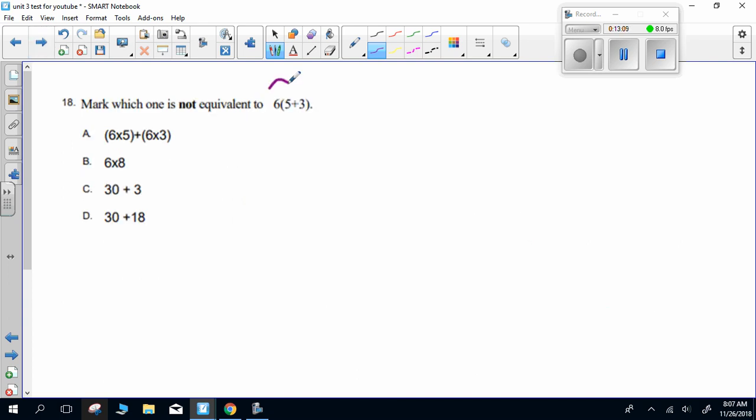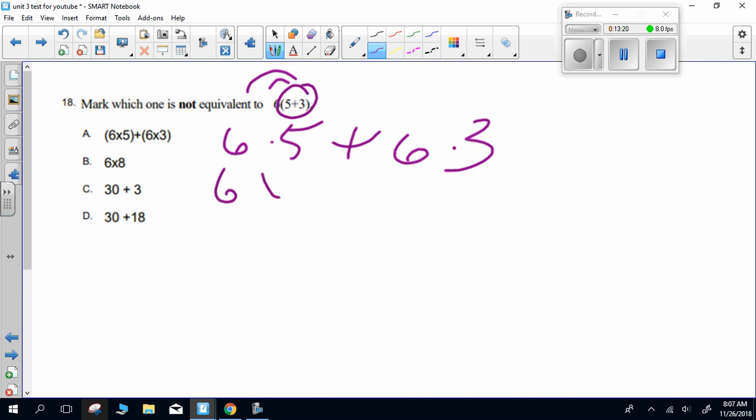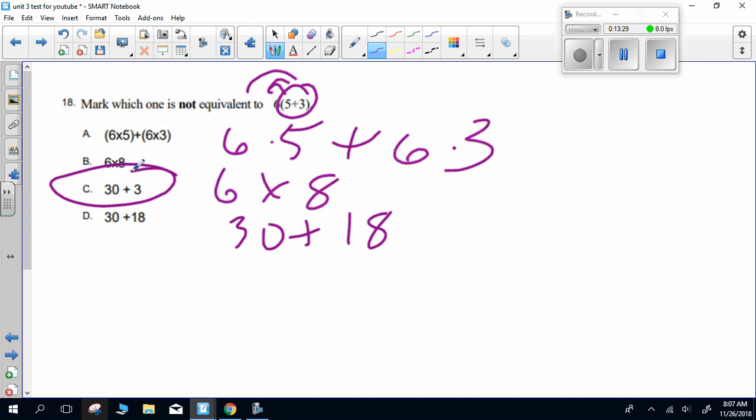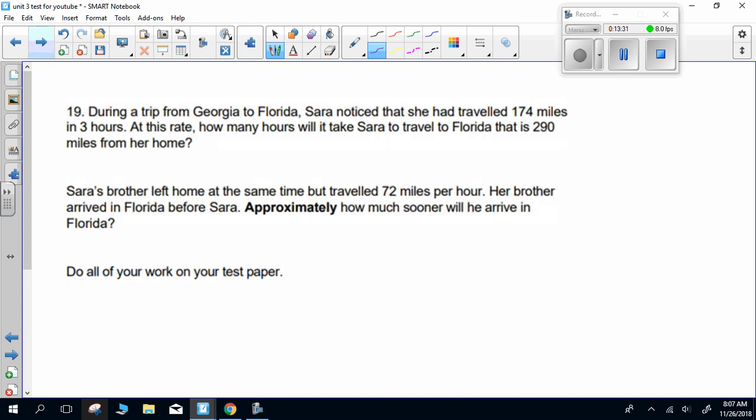Okay, here I draw a rainbow to each term. So 6 times 5 plus 6 times 3, or 5 plus 3 is 8, so 6 times 8, or 30 plus 18. So the third one does not work because they forgot to multiply the 3 by the 6.